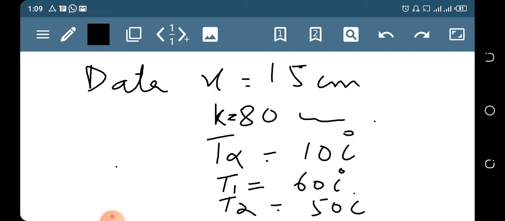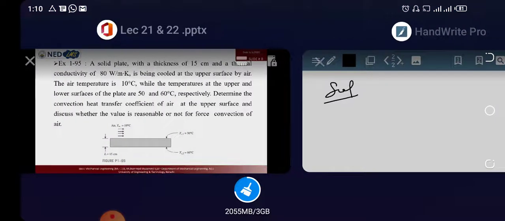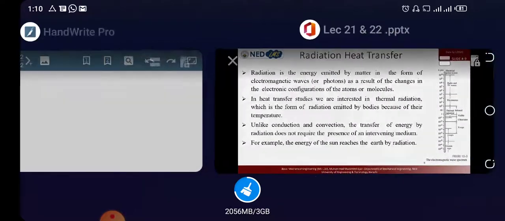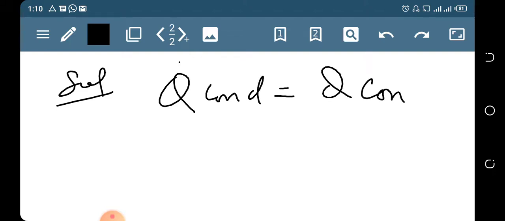Now we have to solve. What is being done is that the heat is first transferred through the solid plate from 60 to 50 degrees centigrade, and then from the upper side of the plate the heat is transferred through convection. So basically the heat transfer by conduction, q conduction, will be equal to q convection for steady flow, if the parameters are not changing with time.